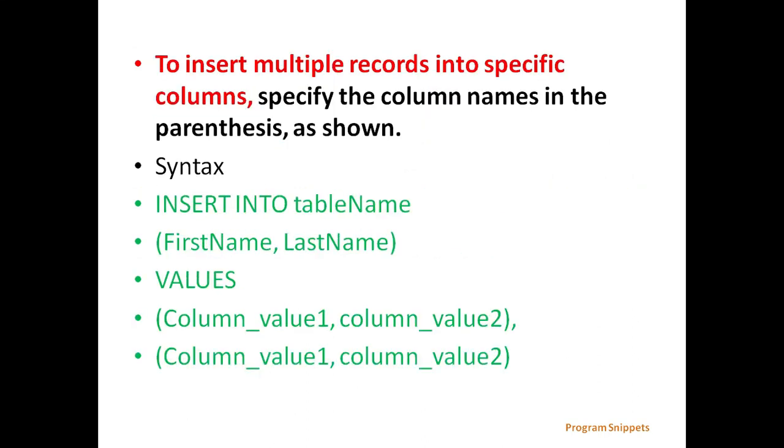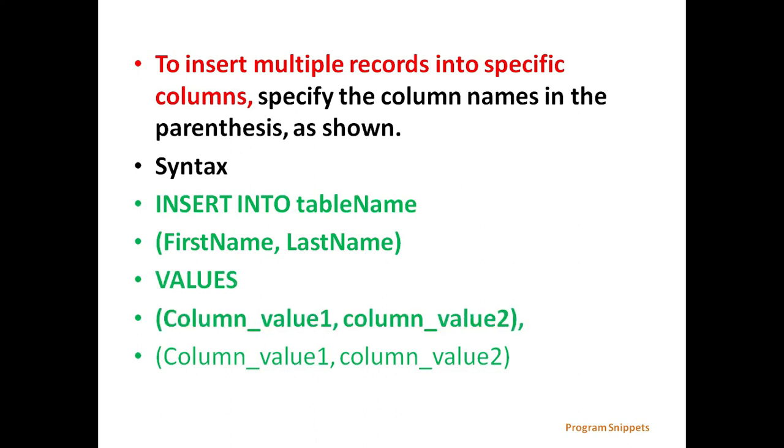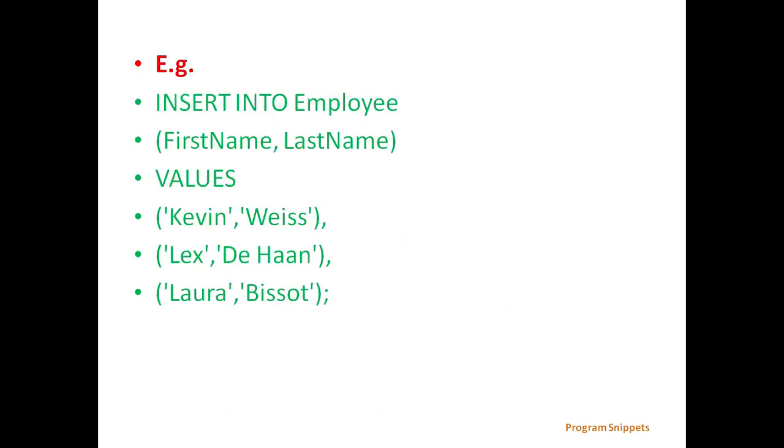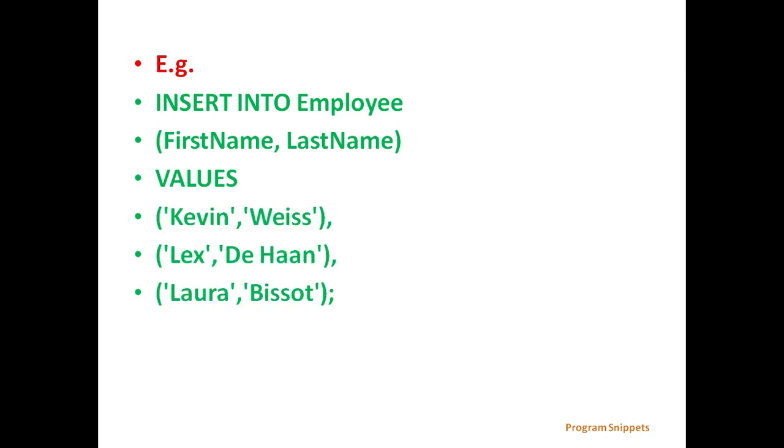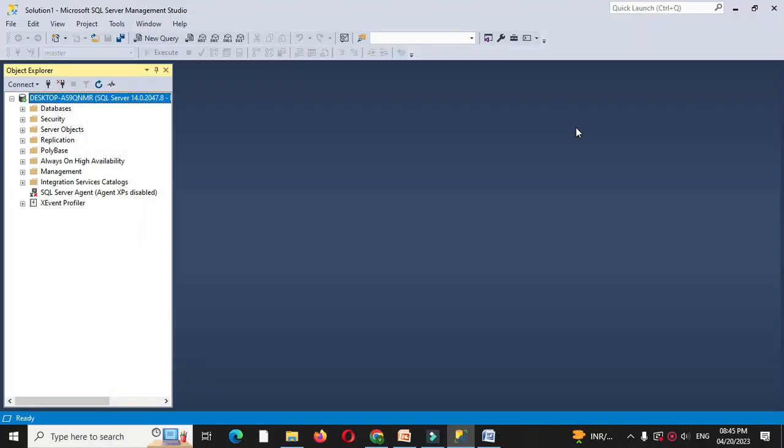To insert multiple records into specific columns, specify the column names in the parentheses. General syntax is insert into table name, then column names as first name, last name, and values as column value 1, column value 2, then separated by comma, and again column value 1, column value 2. For example, insert into employee, then first name, last name are the names of the columns, and then values, and specify the values.